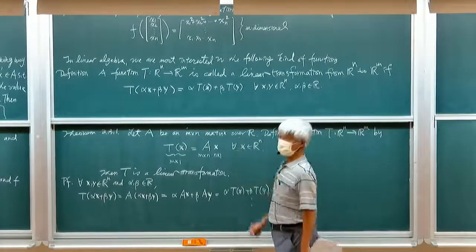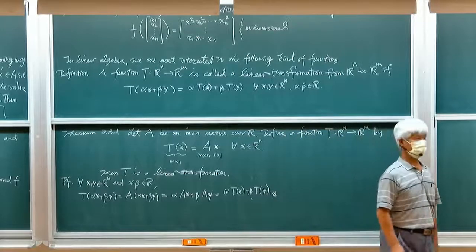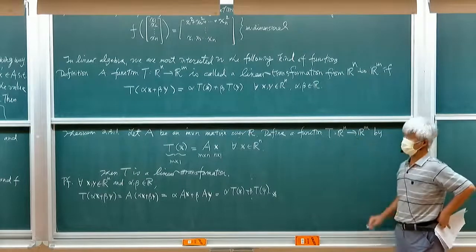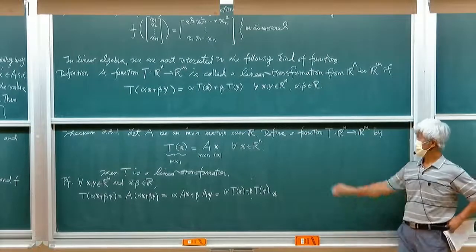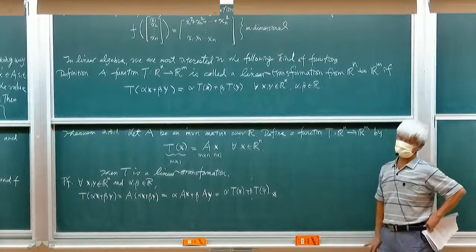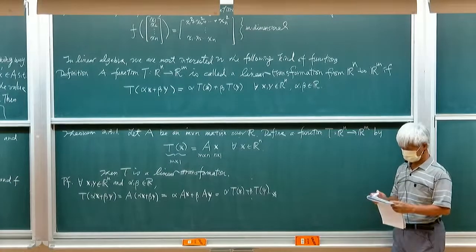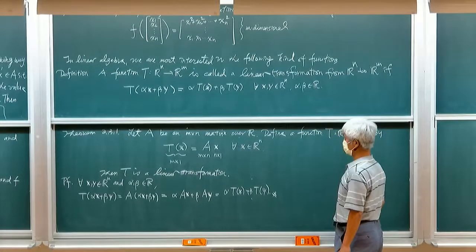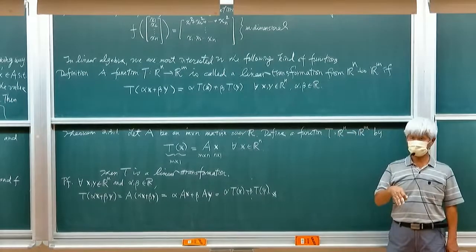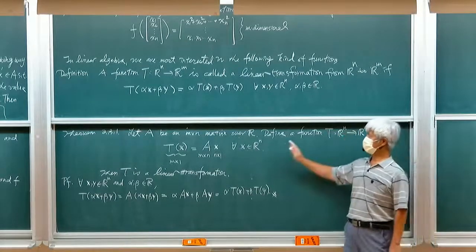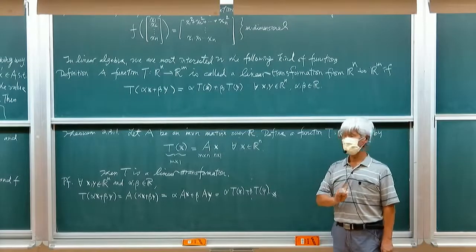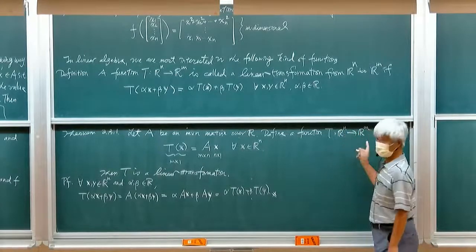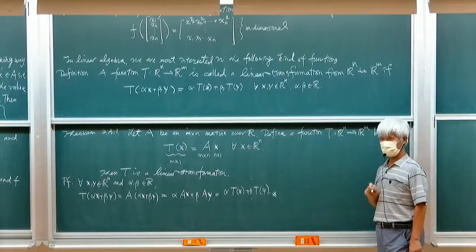So this is very convenient, right? To construct a linear transformation from Rn to Rm, you just use an m times n matrix. And the next discussion is that we will show this is basically the only way to establish a linear transformation from Rn to Rm, basically. Okay? This is the only way.